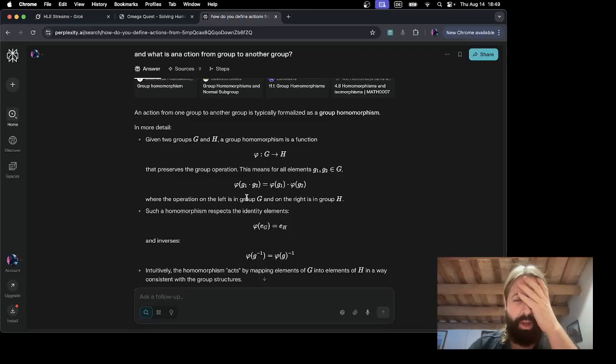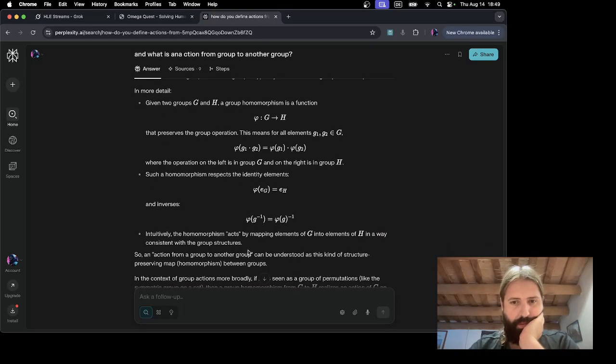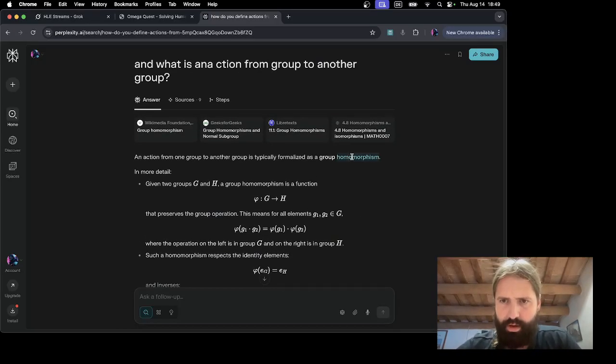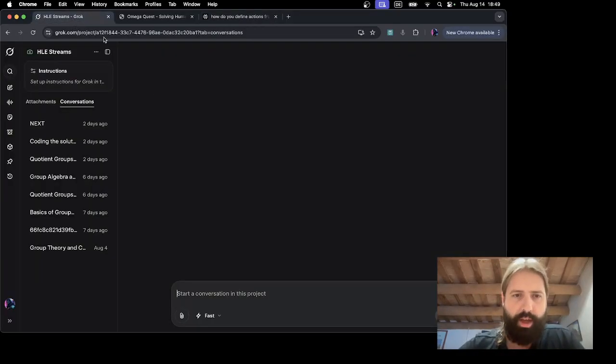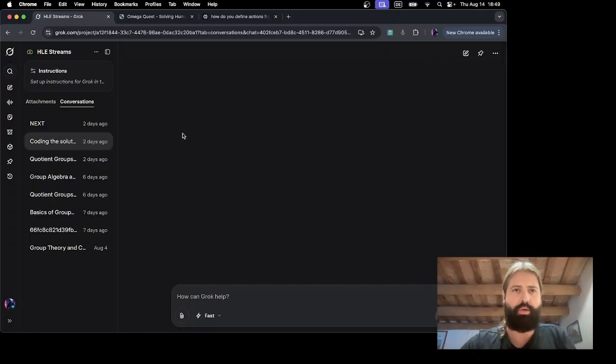So it's just a mapping, isn't it? Isn't it just a way to map? Yeah, it acts by mapping elements of G into elements of H in a way that is consistent with the group structures. Okay, well that is easy. Is that the definition of a homomorphism? What's the technical homomorphism?